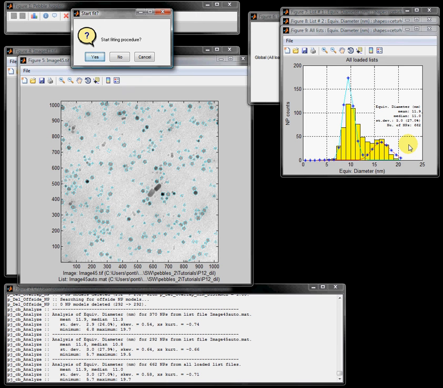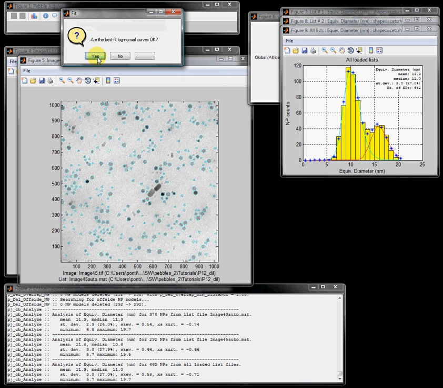And now you're presented with your guess log normal distributions, which will be fitted to the experimental one. If you're satisfied with the guess, you press yes, start the procedure. If you're not, you can press no and give another graphical guess. I'm satisfied, so I press yes, and this is the result.